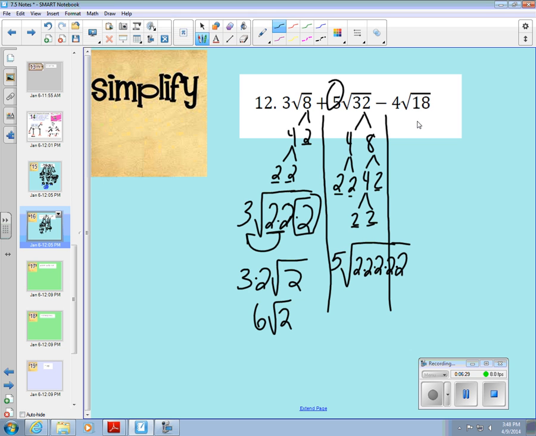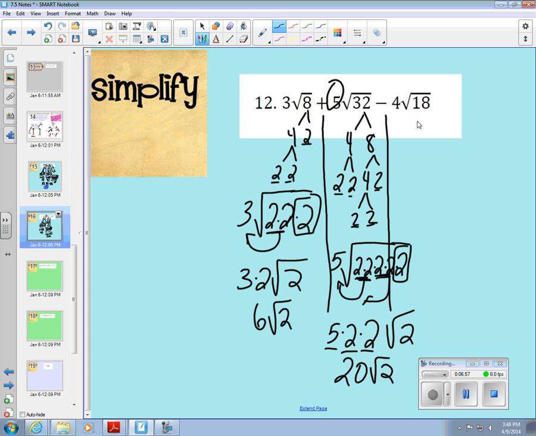Once again, we have an index of 2, so we're looking for groups of 2 numbers. So we have a group of 2 2's here, a group of 2 2's here. It's all confusing, so we'll bring a 2 out in front, so 5 times 2. We have yet another group. We'll bring another 2 out in front. And we have our lone 2 that's going to stay underneath the radical. So 5 times 2 is 10, 10 times 2 is 20. So our second term simplifies into 20 root 2.